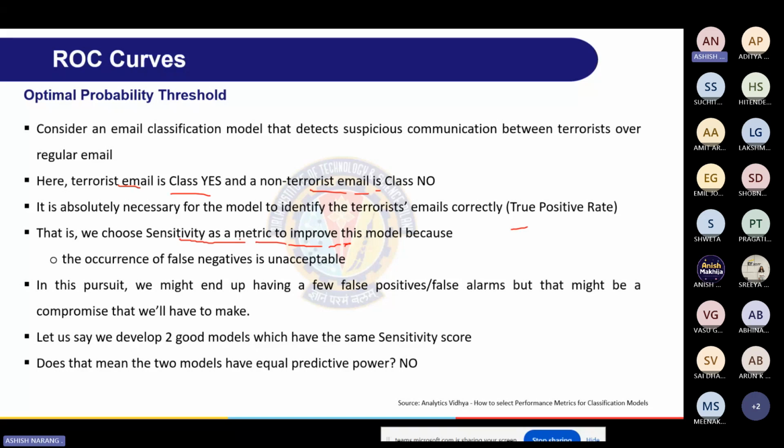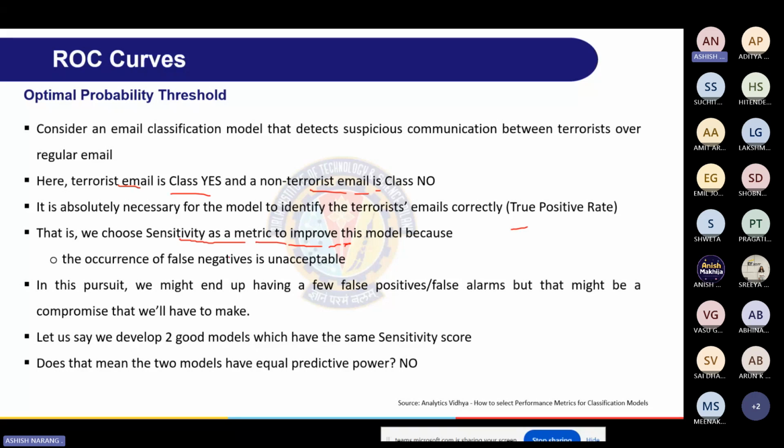We might end up having a few false positives, false alarms. The email was genuine, but it was classified as a terrorist email. It is still okay because you will verify it and later realize it was fine. Maybe some resources you will have to waste and so on. But can we allow false negatives? That is going to be dangerous, right?